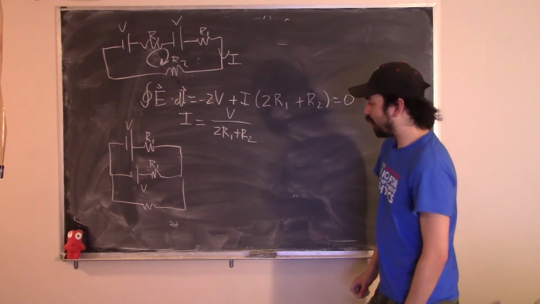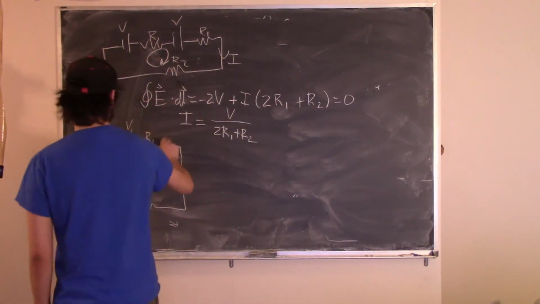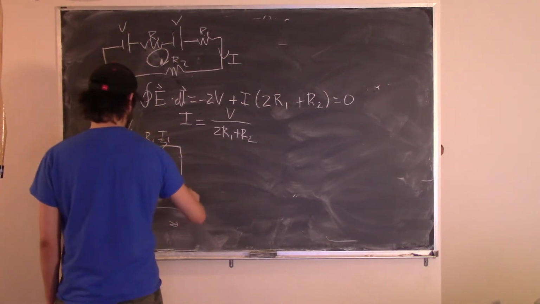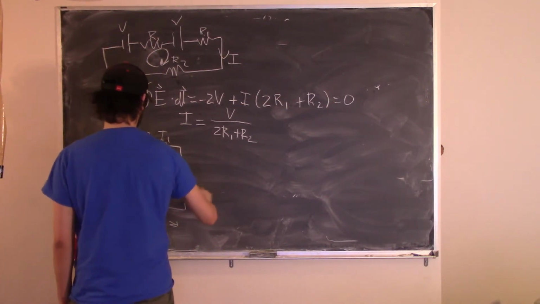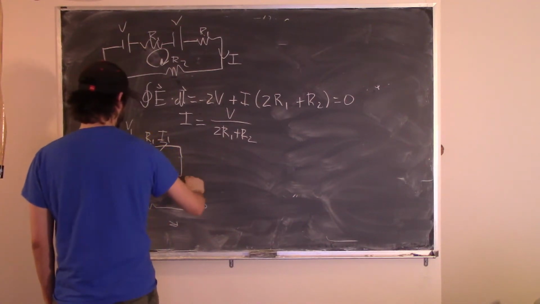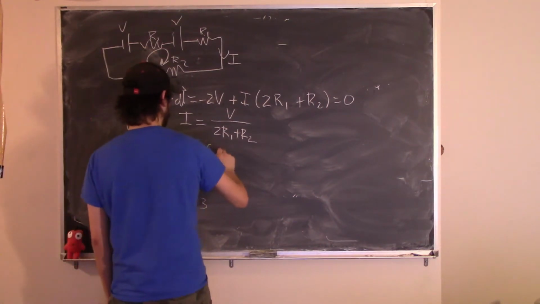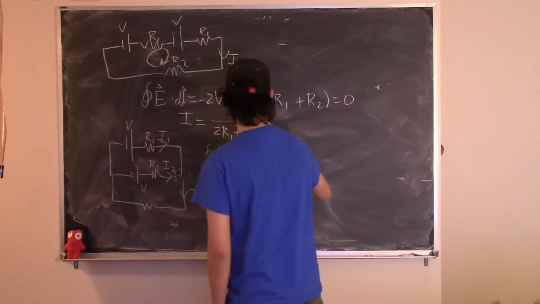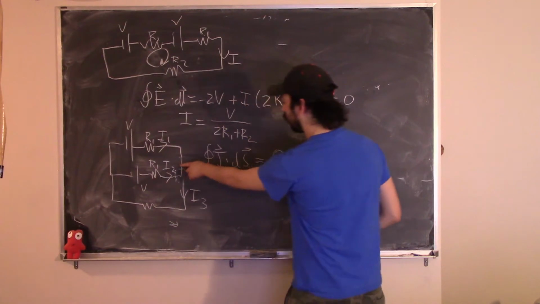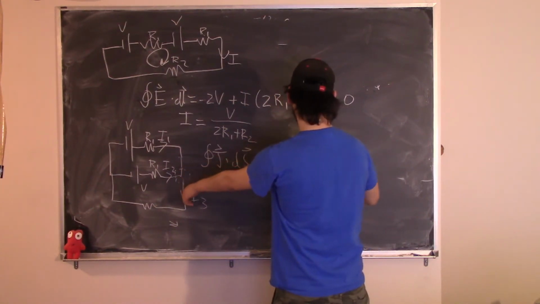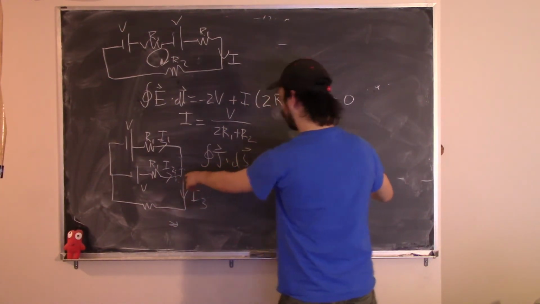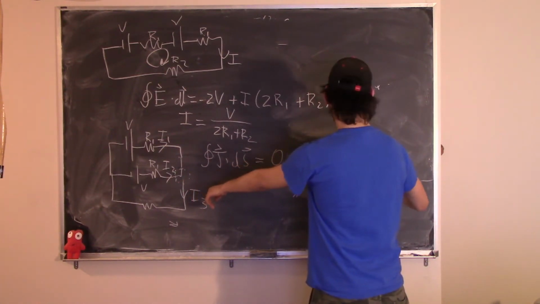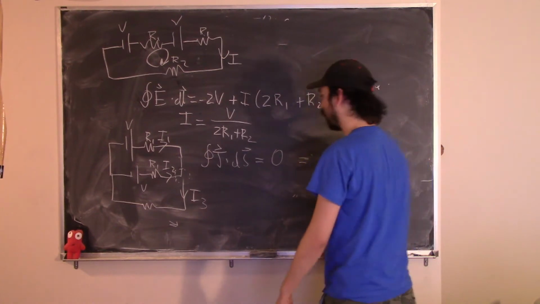So for this one, we can define some current I1, some current I2, and then some current I3. Draw some junction, integral J dot dS over the closed surface is going to be equal to 0. And so this says minus I1 minus I2 plus I3 is equal to 0. Okay?